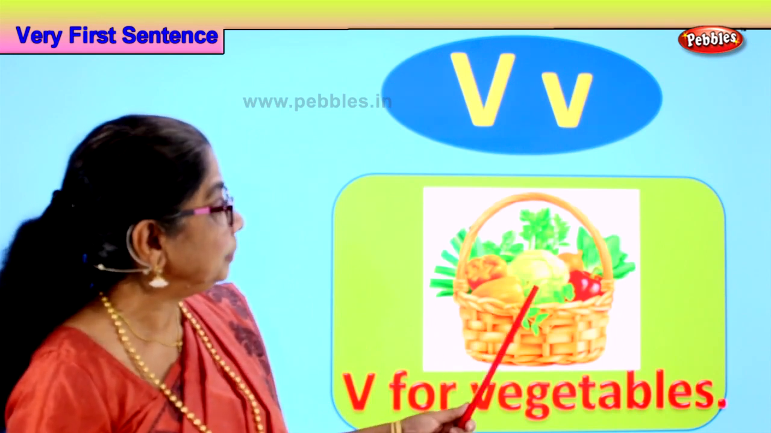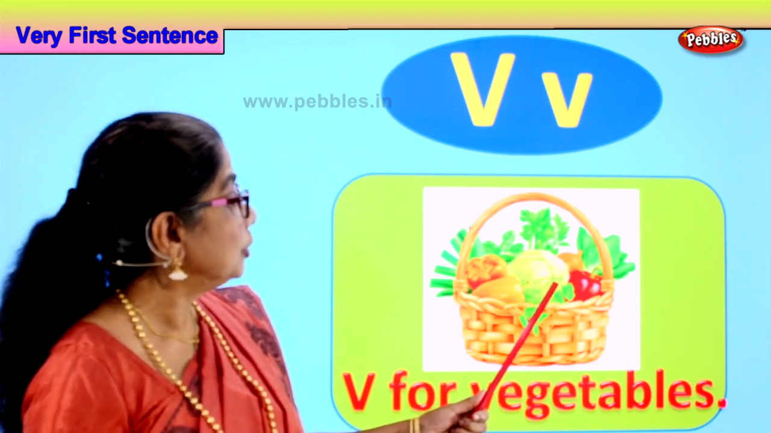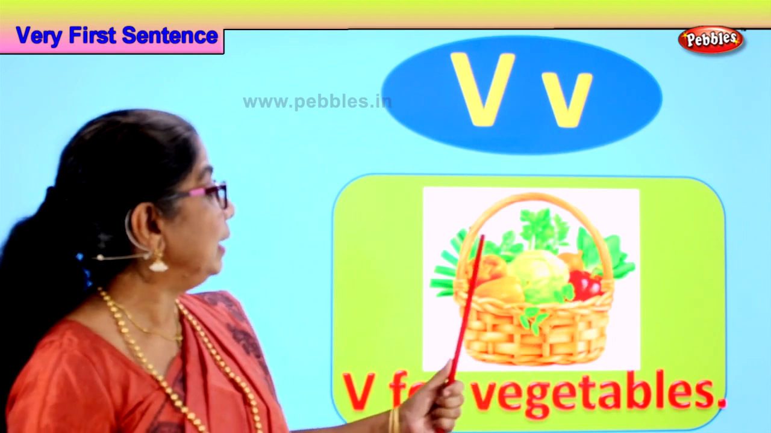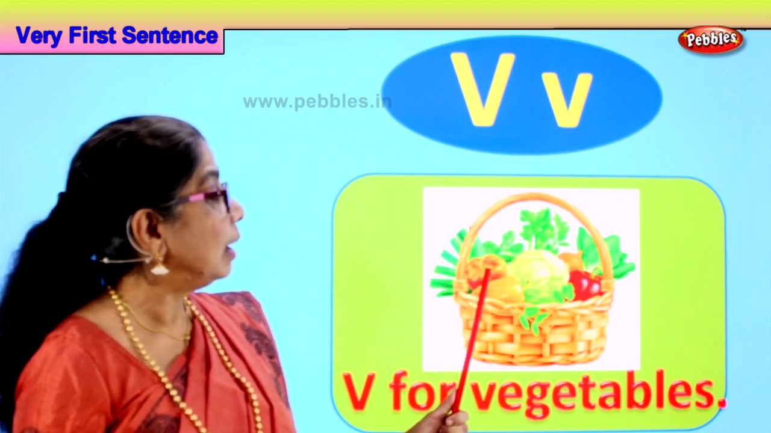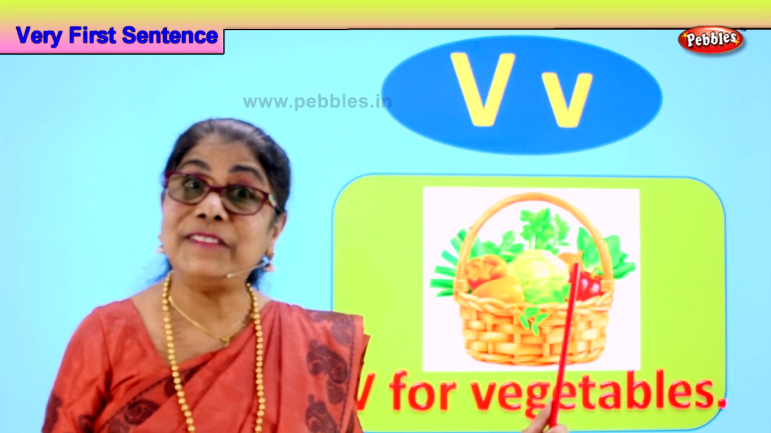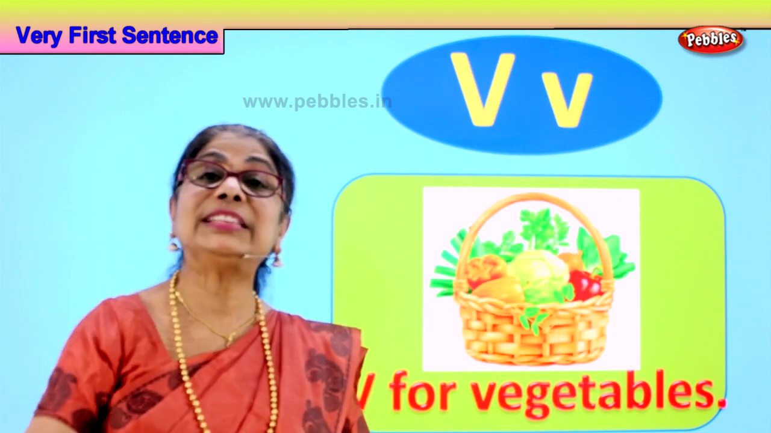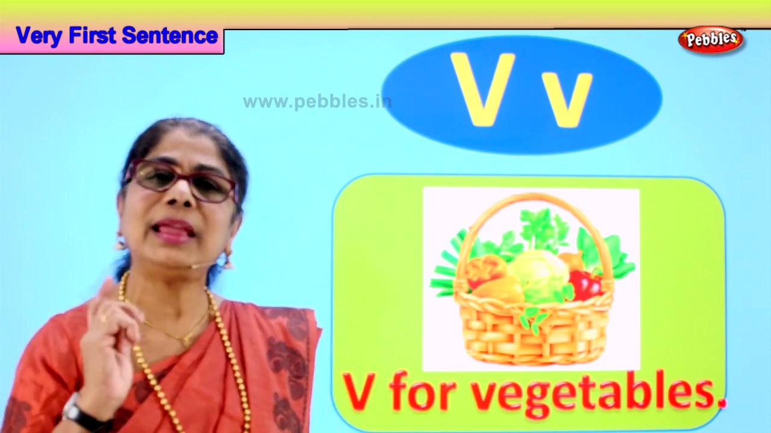Now, there are a number of vegetables here. You have cabbage here. You have tomato here. Onion here. And you have greens here. Leeks here. Potato here. And capsicum and what not. Now, vegetable. All the vegetables. All together we say vegetable. If it is only one vegetable like carrot, we will say carrot.